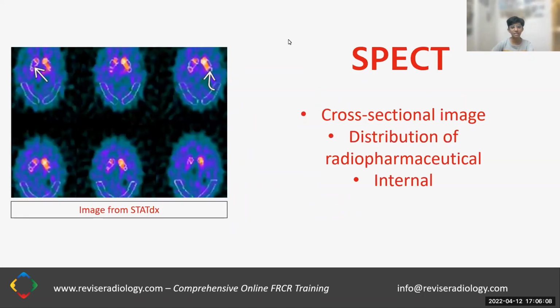Okay, so let's first look a little bit at what the features of SPECT are, and how it is different from planar radionuclide imaging. The image which is produced is a cross-sectional image. What happens is that a radiopharmaceutical has been introduced into the patient's body. The radiopharmaceutical will be distributed in the patient's body, and it will start emitting gamma photons in the form of radiation.